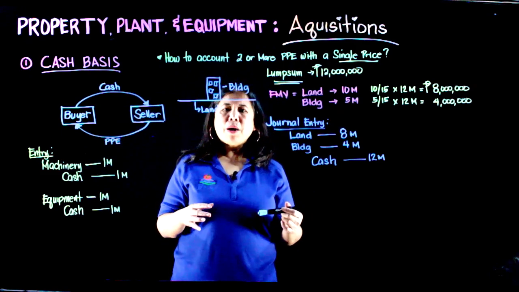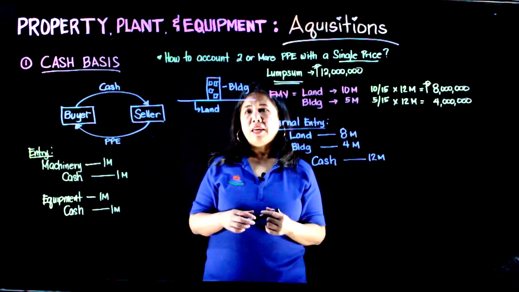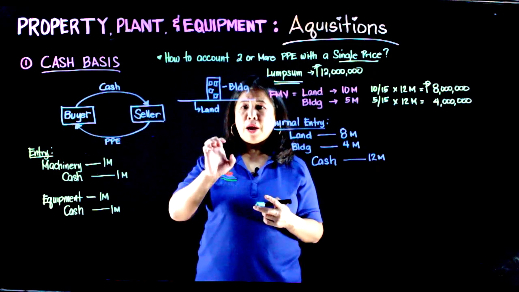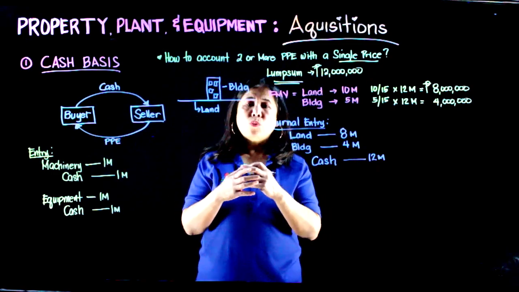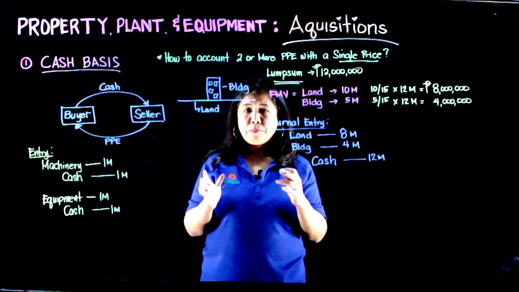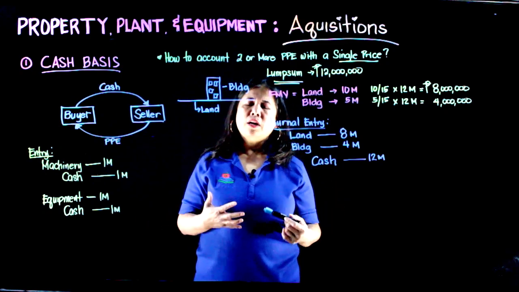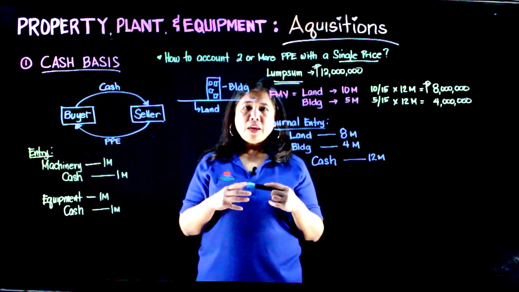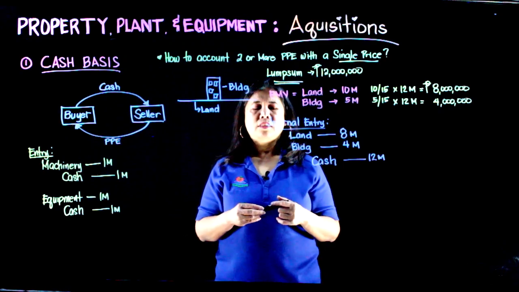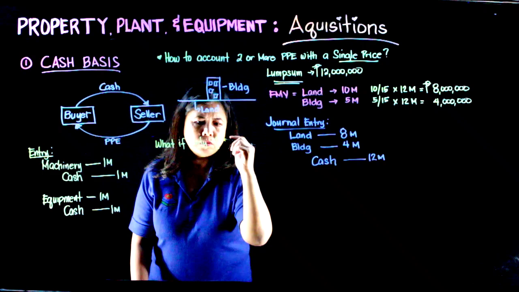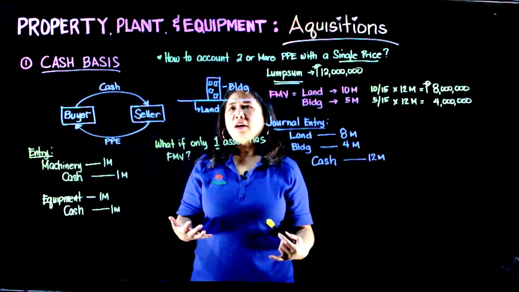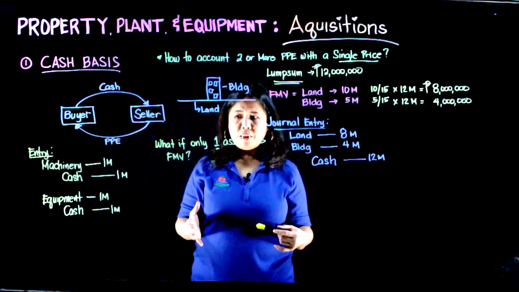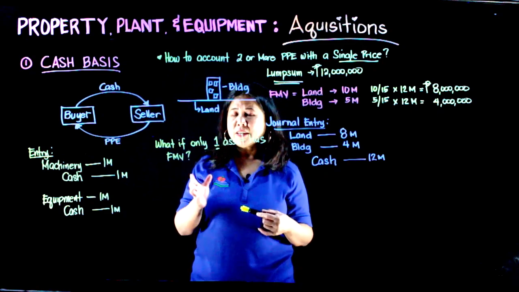So, paano naman kapag ang fair market value ay iisa lang na asset? So, let's say, for example, si land lang ang merong fair market value. Therefore, si building walang fair market value na available sa problem mo. So, kapag walang available na fair market value yung isang asset, pero dalawang assets ang binili mo, paano kung dalawa ang asset na binili ng company pero iisa lang ang merong fair market value? So, what if only one asset has fair market value?